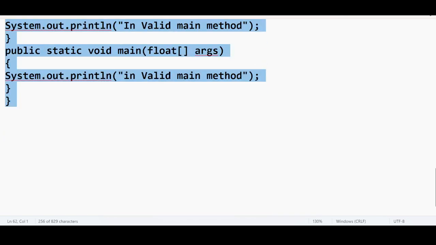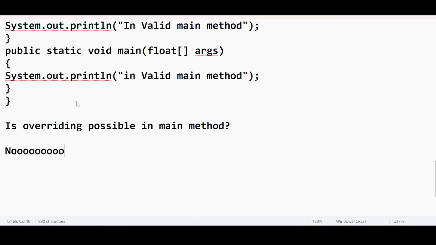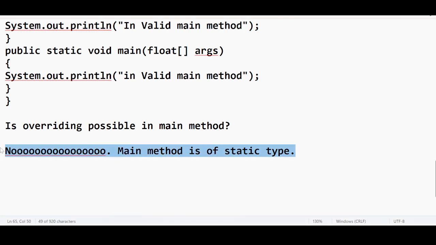Okay, next one is: is overriding possible in the main method? The answer is a straight no. The answer is a big no. Overriding is not possible because the main method is of static type. You cannot override static methods. Why is this not possible?